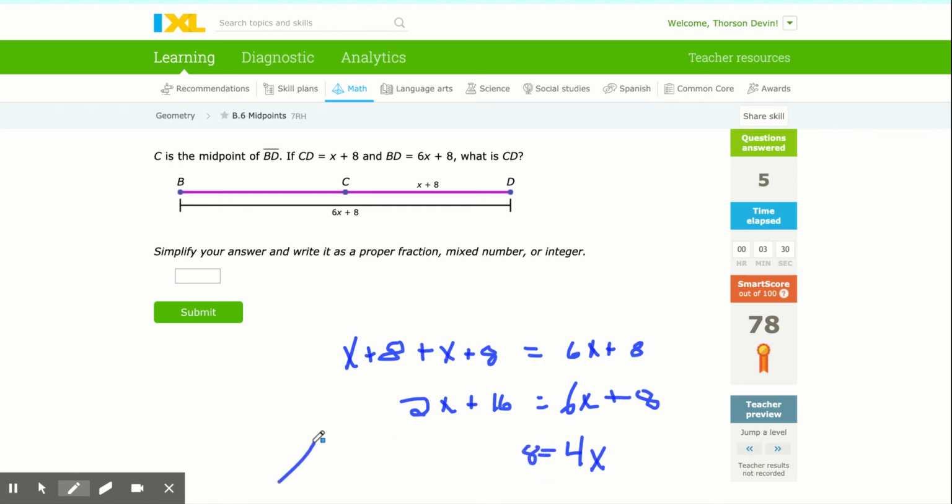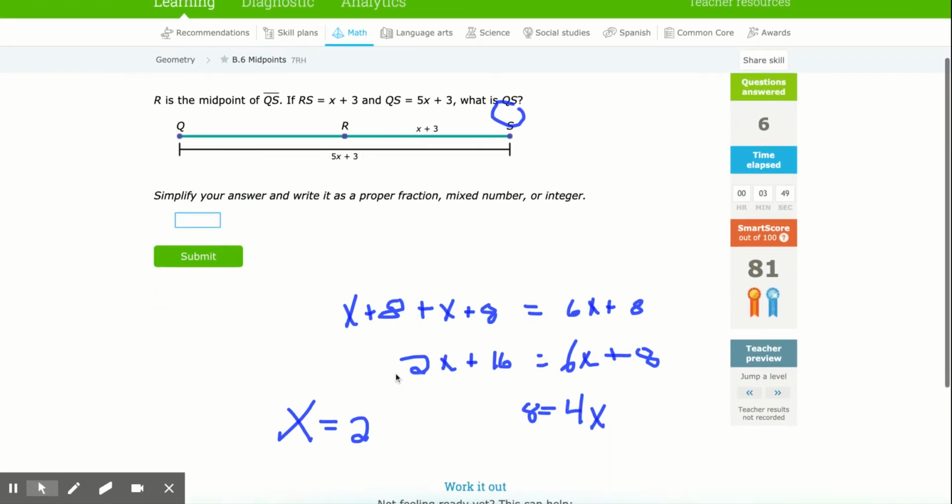Divide by 4, we find out the value of x is 2, but do not type in 2. 2 is not the solution. It's asking what the length of CD is. CD is x plus 8. So x is 2, 2 plus 8 is 10. The correct answer is 10. So make sure you give the length of the line segment, not the value of x.